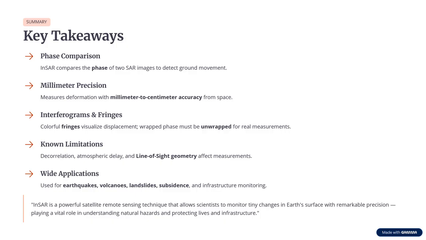Then, moving on towards the next key takeaway point, millimeter precision. It measures deformation with millimeter to centimeter accuracy from space. Moving on to the next, interferograms and fringes. Colorful fringes show visual displacement, and wrapped phase must be unwrapped for real measurements. Next are known limitations. Decorrelation, atmospheric delay, and line of sight geometry affect measurements. And talking about the wide applications, it's used for earthquakes, volcanoes, landslides, subsidence, and infrastructure monitoring.